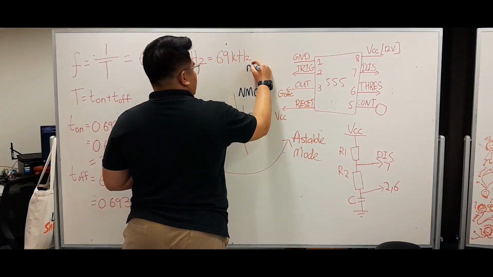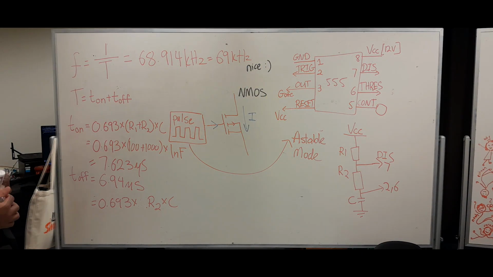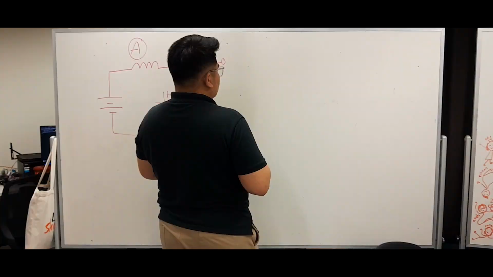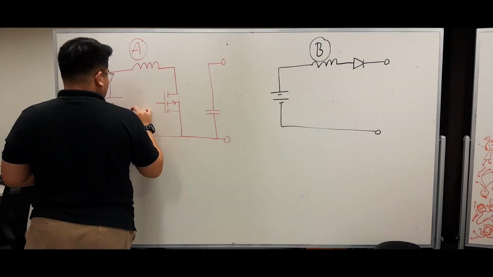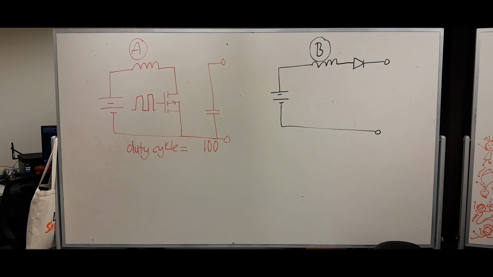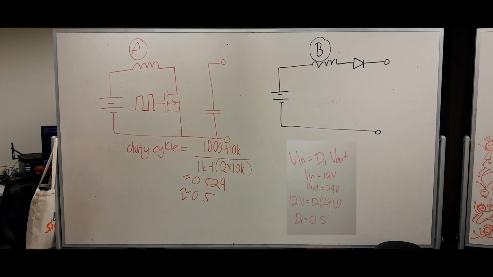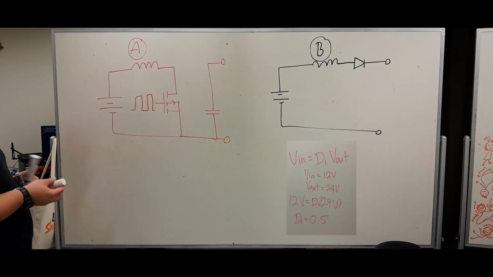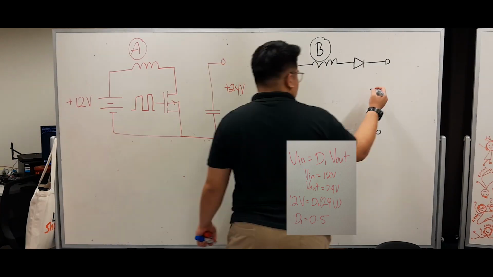So we get 69 kilohertz of frequency, which is nice. Again, there are two modes, A and B here. A is when the MOSFET is on, and B is when the MOSFET is off. The duty cycle is very important as it matches the duty cycle needed to step up from 12 to 24 volts, as I'm going to write here on both modes.